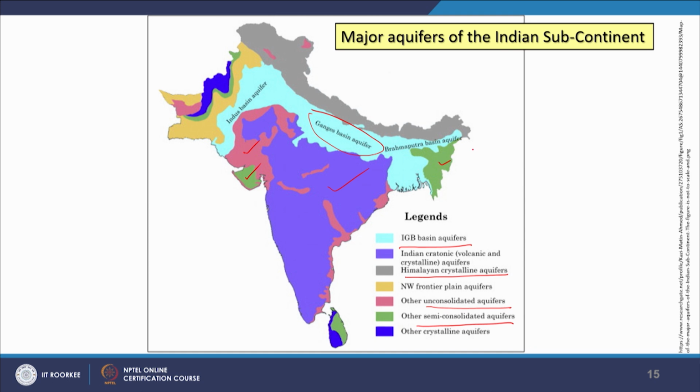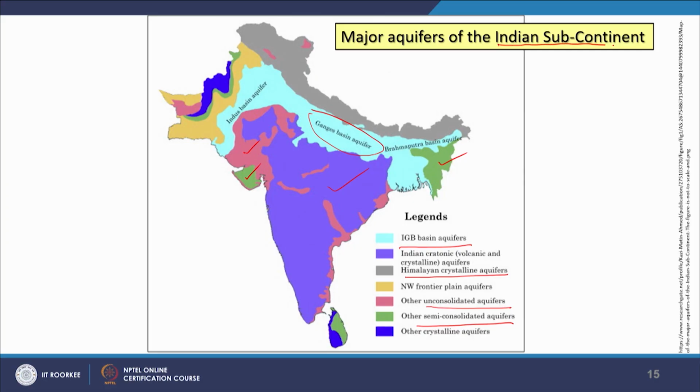In the northeast also you have some semi-unconsolidated aquifers, and some surrounding countries are also shown, because remember water does not know political boundaries. Therefore, in order to assess the quantity of water available in a political boundary area, it is also important to know the geological setup of neighboring countries as well. That is why neighboring countries' information is also given, including Nepal and Pakistan. So these are the major aquifers in the Indian subcontinent.